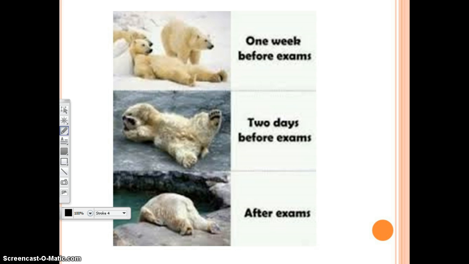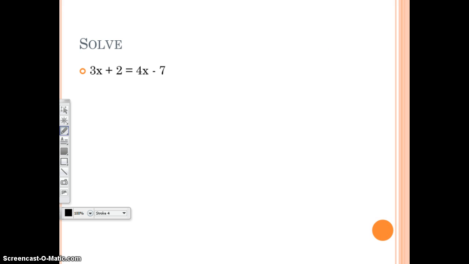Right now, you're probably feeling about like this polar bear right here, but never fear, you can do this.